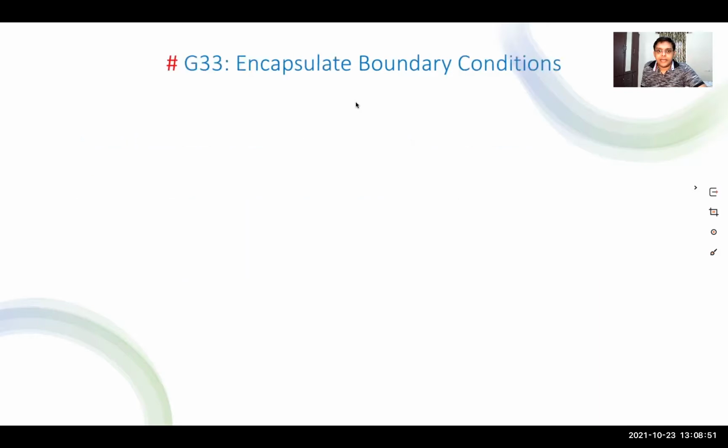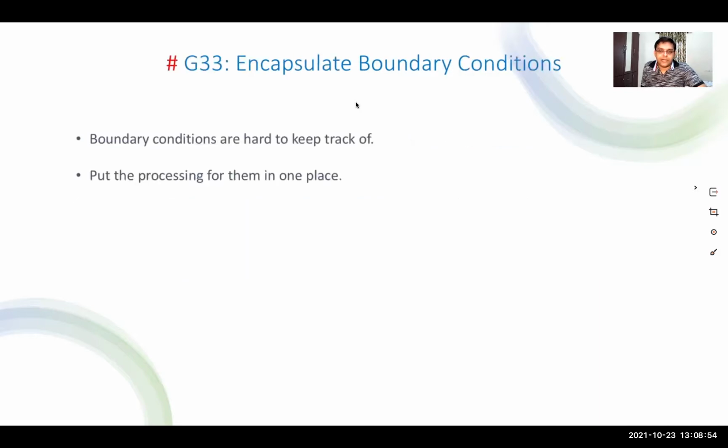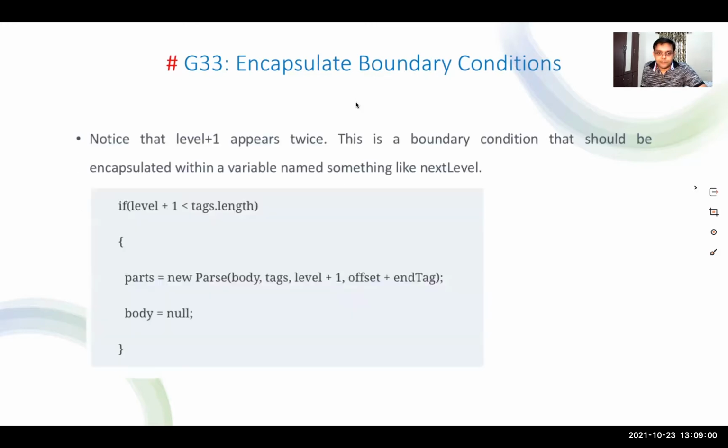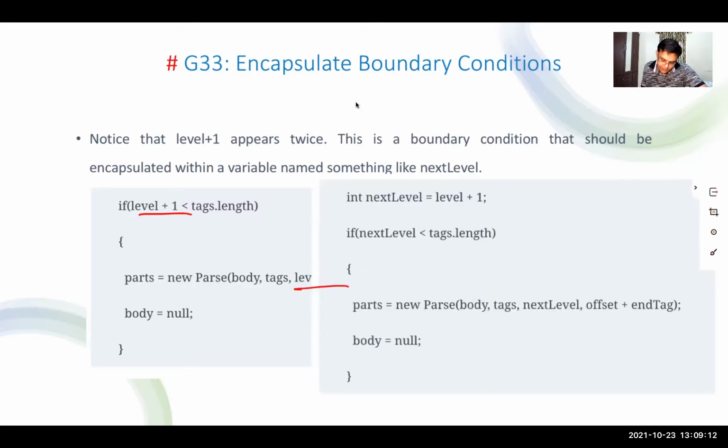And encapsulate boundary conditions. Boundary conditions are hard to keep track of. If you look at these, what is a boundary? The boundary is level, level plus 1. If you write it like that, this condition is very difficult. So instead I changed it to next level, level plus 1, and then I use this next level here instead of level plus 1. So if I rename the boundary to level plus 2, I need not go to every place and change it. I can change it in just one place. Encapsulate means you put it in one place and reuse it.